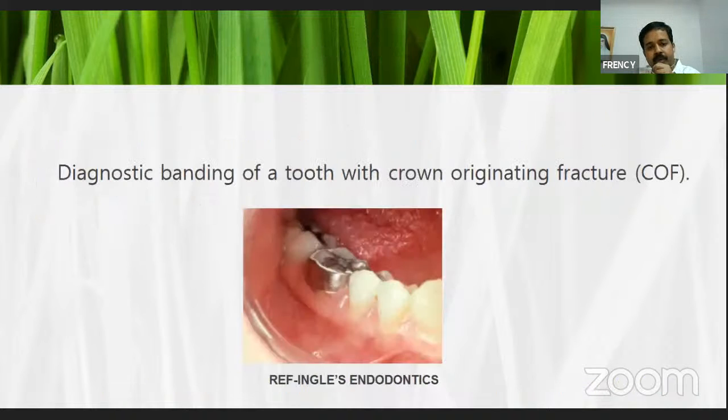So suppose you are doubting a tooth that may have a crown originating fracture. What you can do is a diagnostic banding. Just band, and if the patient is asymptomatic, you can go for a direct crown also. But if the patient again has symptoms, you have to go for either a root canal treatment or an extraction.